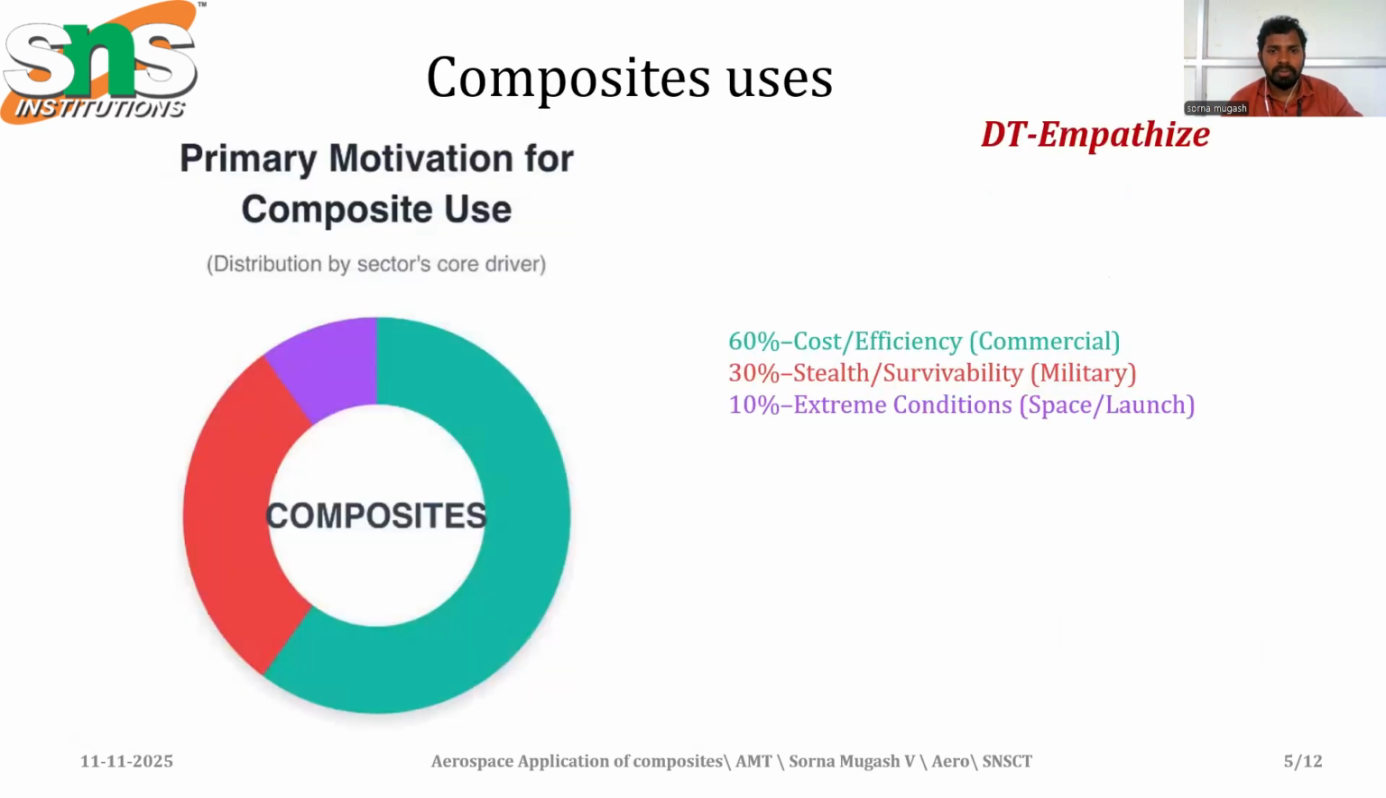Here we see how composite materials are used differently across aerospace fields. 60% of the use is focused on cost and efficiency, mainly in commercial aircraft, and 30% on survivability and performance, especially in military aircraft like fighter jets. And the balance 10% is for extreme conditions such as rocket launch vehicles and spacecraft, where the temperature and pressure conditions are extremely harsh.